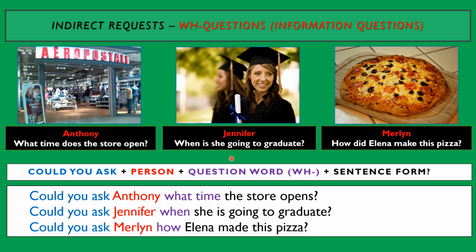The second one is for Jennifer. When is she going to graduate? Could you ask Jennifer when she's going to graduate? The sentence is, she is going to graduate. And the last one is for Merlin. And the question is, how did Elena make this pizza? So we say, could you ask Merlin how Elena made this pizza? This is the sentence. If you notice, the store opens. She's going to graduate and Elena made this pizza. These are the sentence forms.